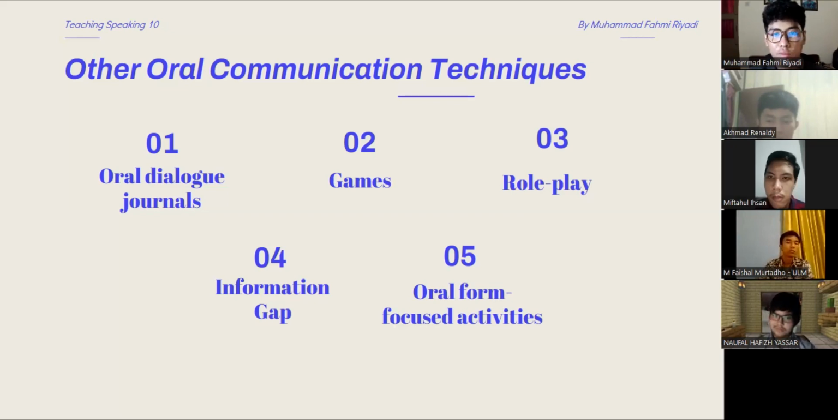Number 4, information gap, sometimes called jigsaw exercises. This task requires collaboration between or among students to derive the desired information. Activities range from map exercises to ranking to problem solving. The last one is oral form focus activities. Some oral communication techniques are designed to elicit certain grammatical forms in the context of relevant, meaningful communication. Such techniques can be very useful practice exercises.